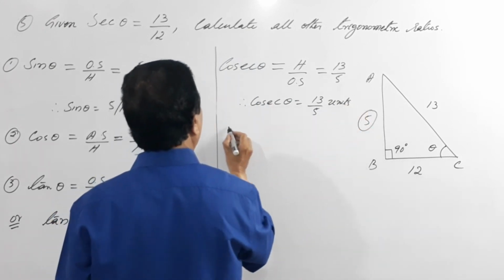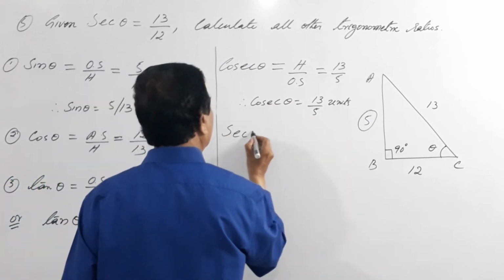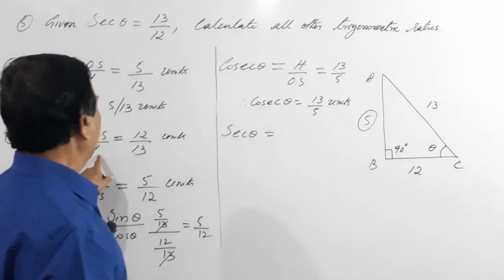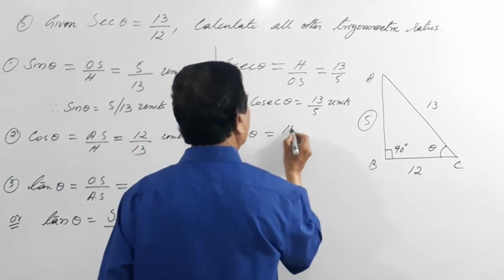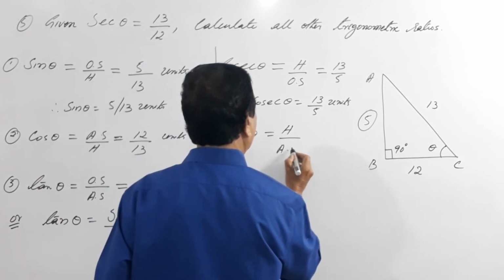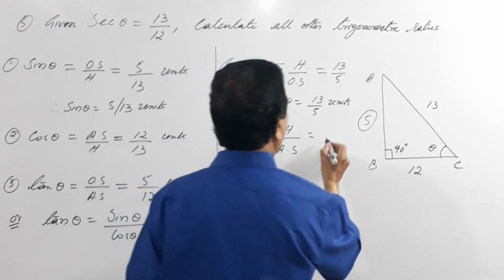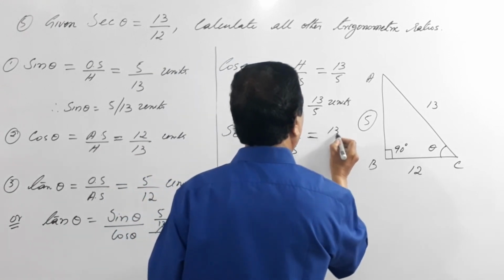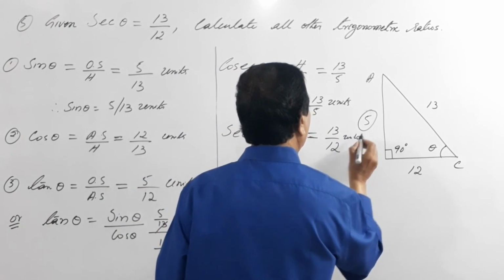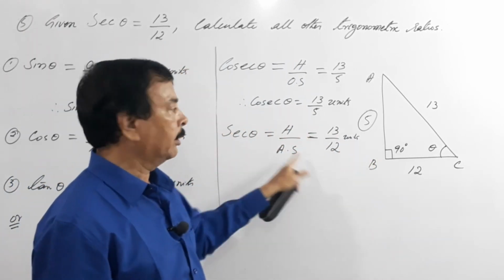Now, the reciprocal of cos is secant theta. Secant theta is hypotenuse by adjacent side. What is the hypotenuse? 13 by 12 units. So it is already given secant theta is 13 by 12. You get 13 by 12 either way.